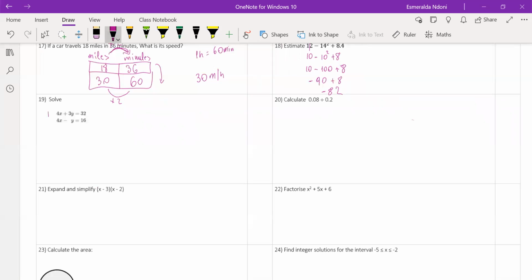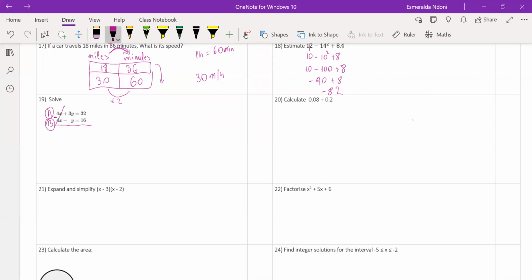Step 1, label equations A and B. Step 2, we need to eliminate one of the unknowns. And in our case, we're going to eliminate the x because the numbers before the x's are the same. To eliminate, we subtract, because that 4x take away 4x would leave you with nothing. So we subtract these 2 equations one from another.